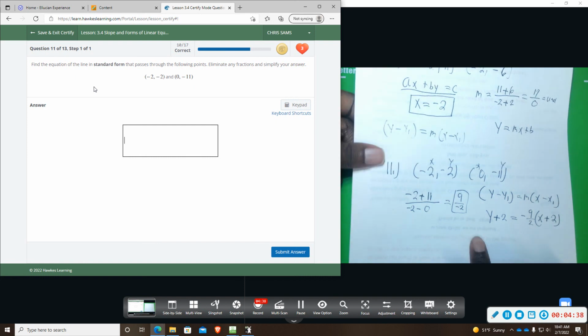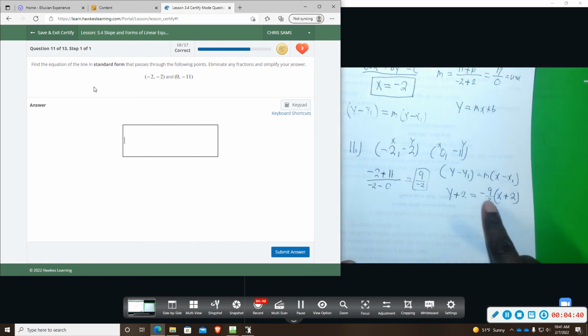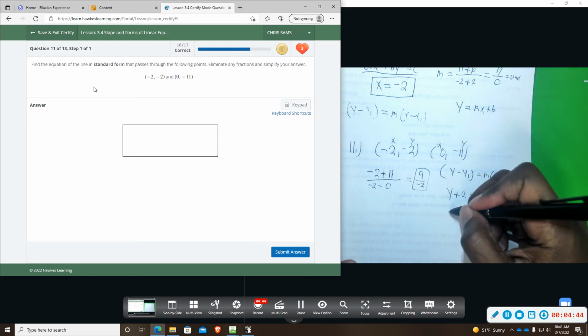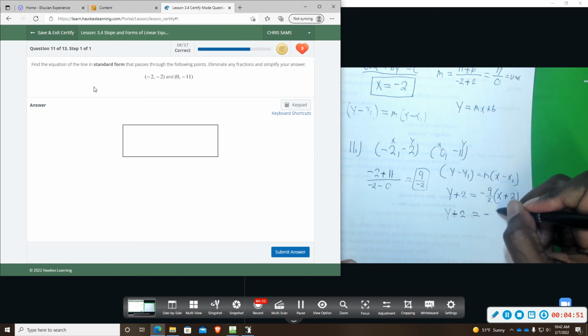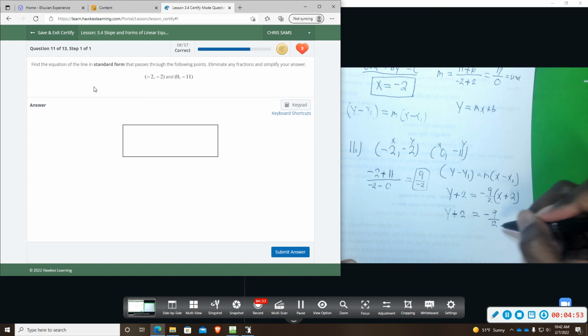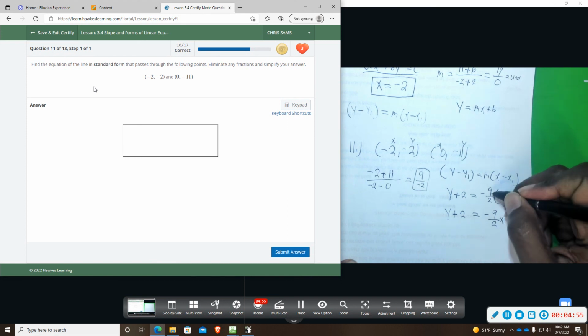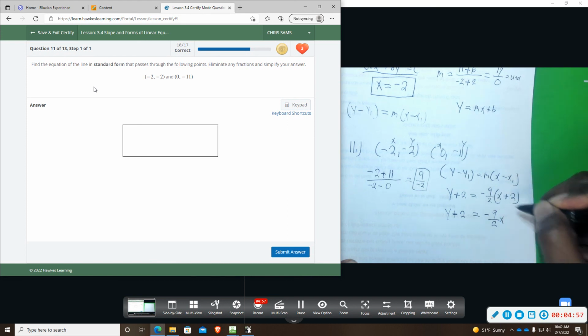All right, nothing to simplify here. We're going to distribute the -9/2 to both terms. So y + 2 equals -9/2x. When you multiply this, it's going to cancel out the 2, so you end up with the -9.